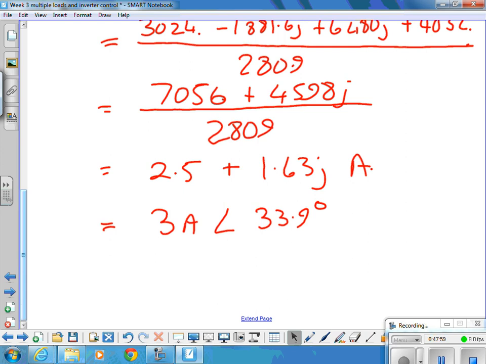Okay, so you could have done the whole problem as well by converting the impedance to polar form and doing polar division as well. So either method would be correct.